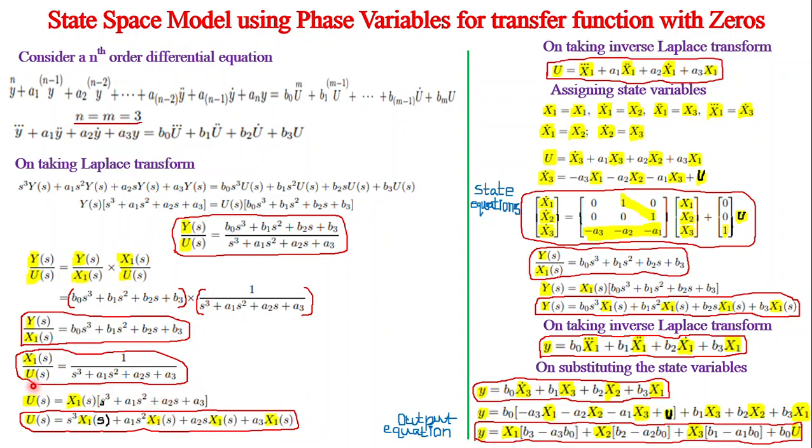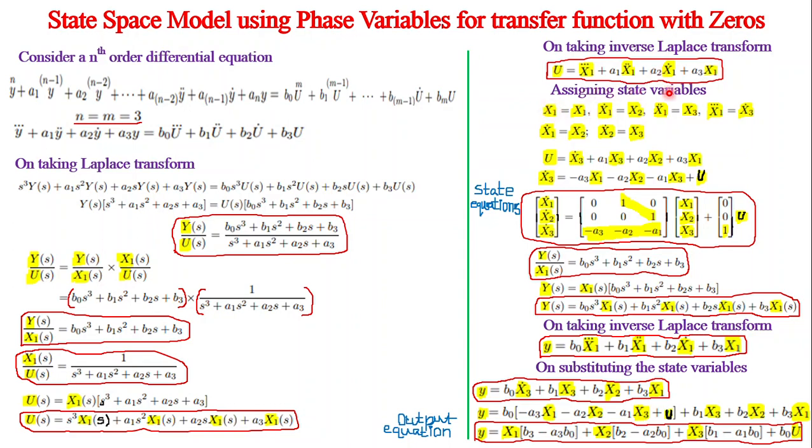Here I am considering first the X1(s) by U(s) expression. From this expression, by cross multiplication, U(s) equals X1(s) into this. That means U(s) equals s cube X1(s) plus a1 s square X1(s) plus a2 s X1(s) plus a3 X1(s). This is in the s domain, therefore in the time domain, we take the inverse Laplace transformation: u equals x1 triple dot plus a1 x1 double dot plus a2 x1 dot plus a3 x1, that's all.